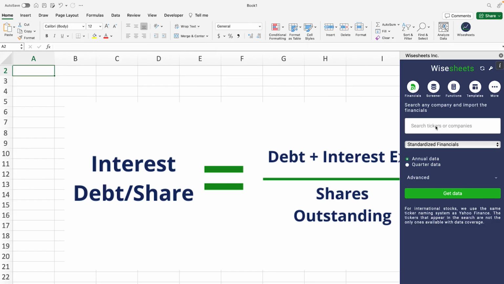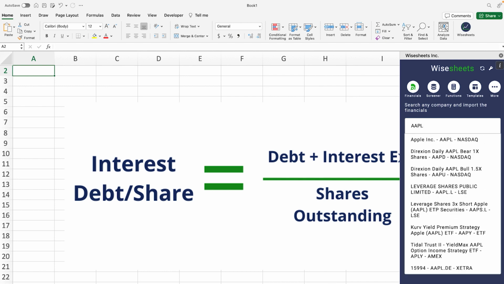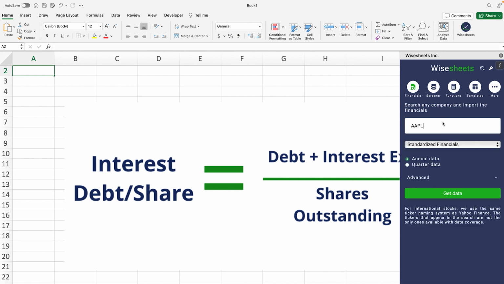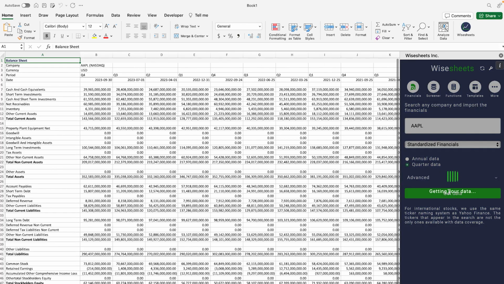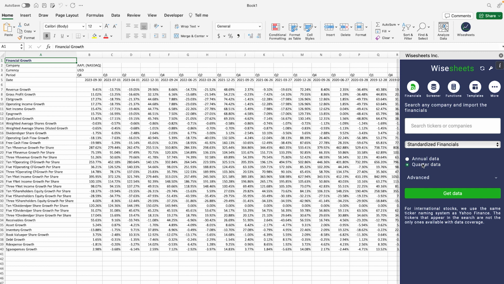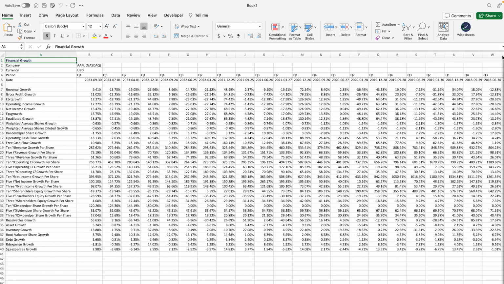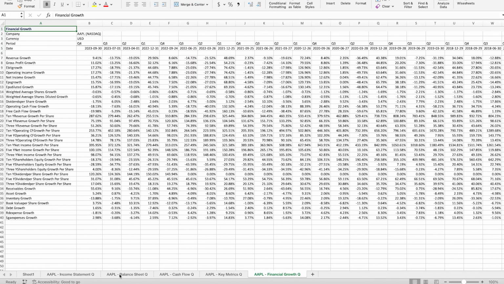So we're gonna calculate this number on a quarterly basis for a company that you probably know very well, and this is Apple. We're gonna get the company's financials using the Y-Sheets add-on on a quarterly basis. The quarterly and annual calculation is exactly the same, but I just want to show you a different way of doing it. So here we go.